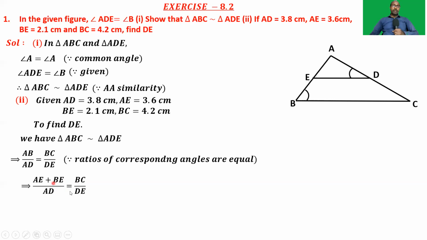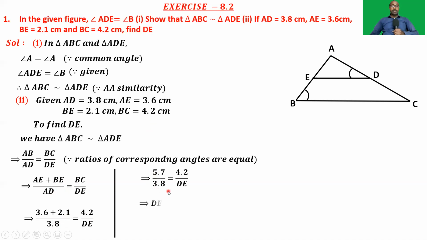So now substitute the given values in this equation. Then we get (3.6 + 2.1)/3.8 = 4.2/DE. So from this, we can write 3.6 + 2.1 = 5.7, 5.7/3.8. So from this, we can write DE = 4.2 × 3.8/5.7.